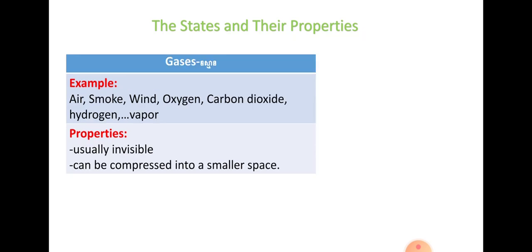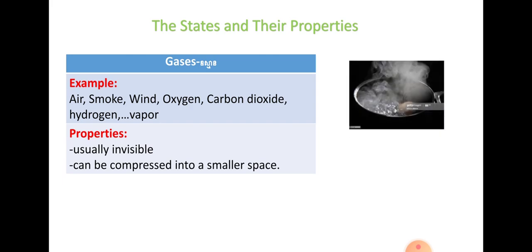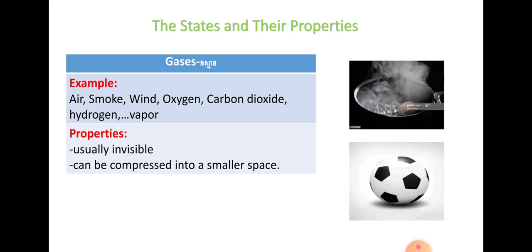So what are the examples and properties of gases? Examples of gas: air, smoke, wind, oxygen, carbon dioxide, hydrogen, and vapor. The properties of gases: usually invisible, so you cannot see them, and can be compressed into a smaller space. Here the water vapor is a gas, and gases can compress into a smaller space.